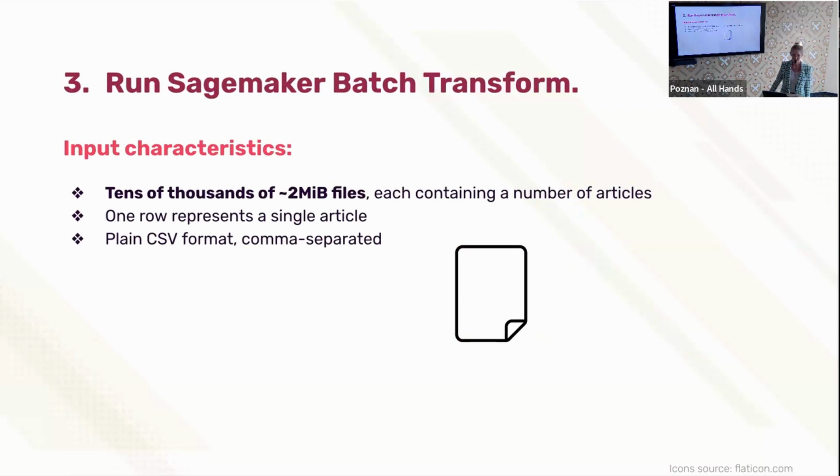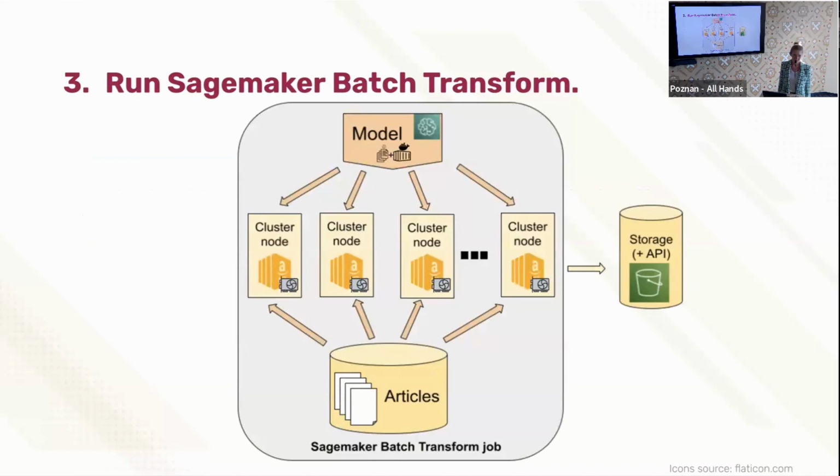So now we can proceed to the third step that is about running the SageMaker batch transform. So we already know that we have 40 million articles, but what is the actual input that we want to process? So we group the articles into files of 2 megabytes each, roughly. Every file contains multiple rows. Each row represents a single article, and these files are plain CSVs without the compression. So what exactly would we like to do with all these files? We simply want to apply the model on every file, and we don't want to wait many days for the results. We really would like the results to arrive in a couple of hours. So how can we approach this?